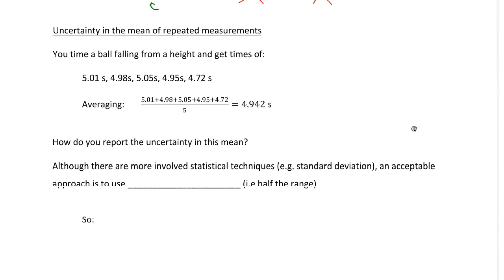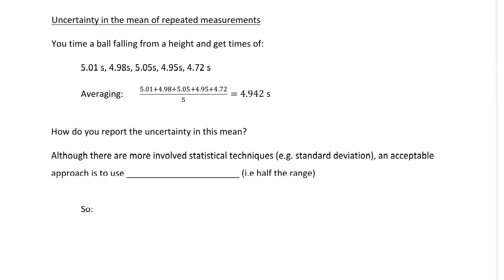But how about when you repeat measurements? Remember, we're repeating measurements in order to try to deal with random uncertainty. Let's say you time a ball falling from height and you get these 5 times. We're going to average them, and when we average them, we get this out of our calculator. Now we know that that's too many decimal places, too many significant figures, but we're going to leave the rounding of that for a moment until we decide on the uncertainty. Then we're going to use the process above. So how do we report the uncertainty in this mean?